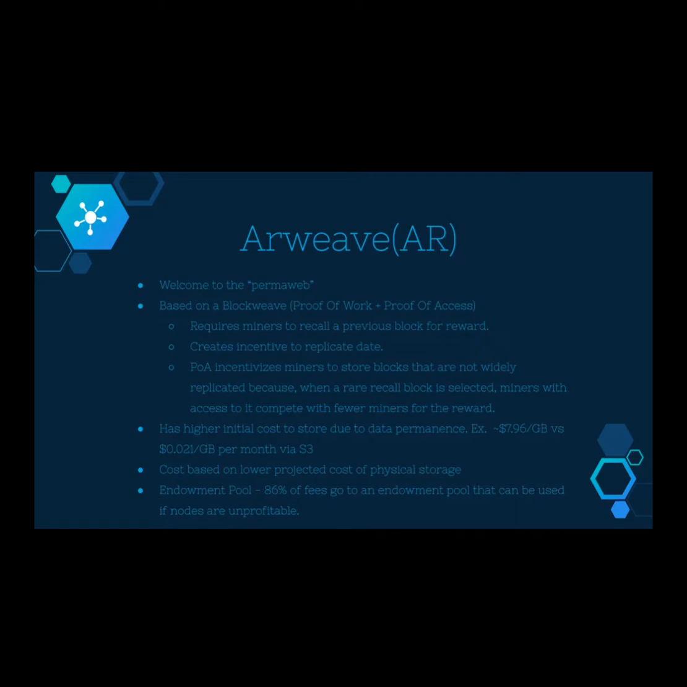And what they do is they take a huge part of that fee and they put it into an endowment pool. And that endowment pool is used to subsidize the nodes if they are somehow unprofitable. And currently, based on their projections, they have enough money in the endowment pool, which they haven't had to touch, by the way, to keep the Arweave network going for the next 200 years, which is just absolutely astounding to me.